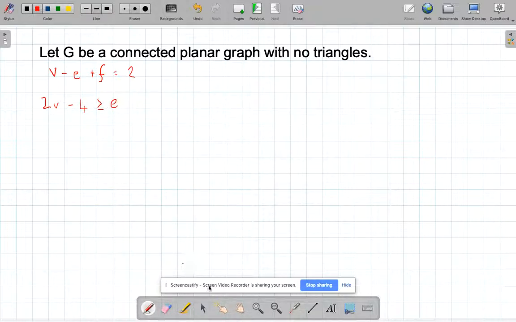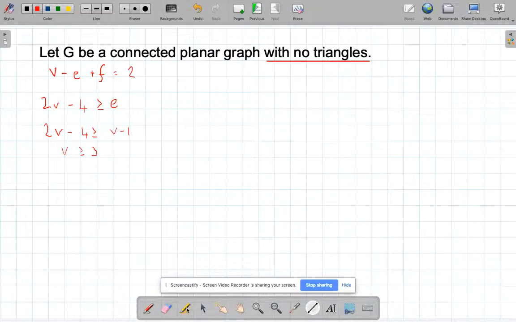So first of all, I'm going to think about a tree, and I'm not going to draw this one out, but 2 vertices minus 4. Now in a tree, the number of edges is v minus 1. So when we rearrange this, we have v is greater than or equal to 3. So we know that this is only going to work if v is greater than or equal to 3. Actually, v has to be greater than or equal to 4 for this to work, and I'll show you why. It's because of this thing here with no triangle.